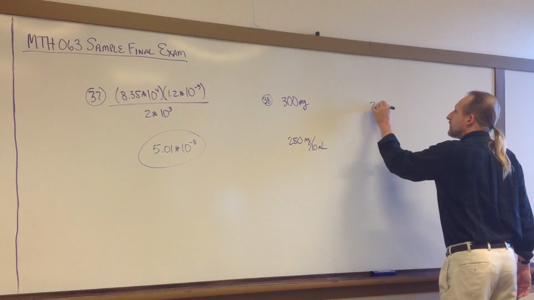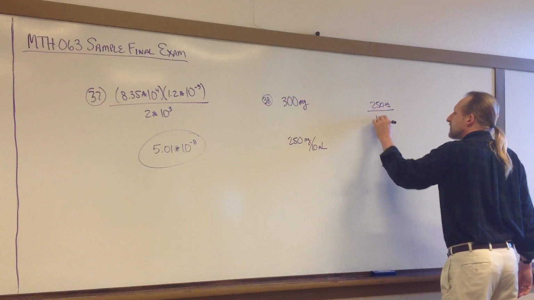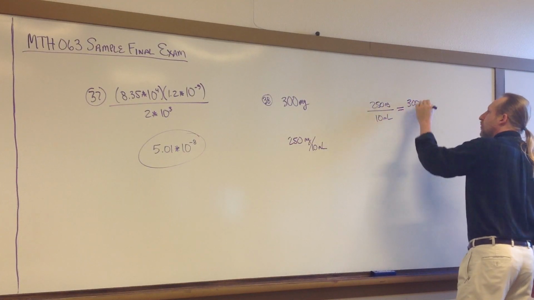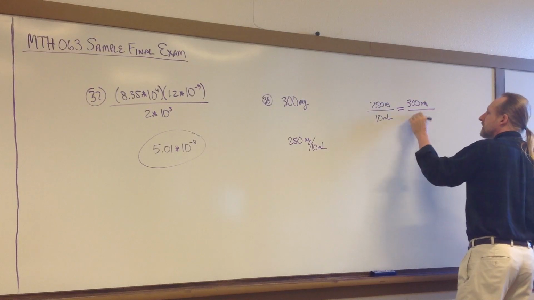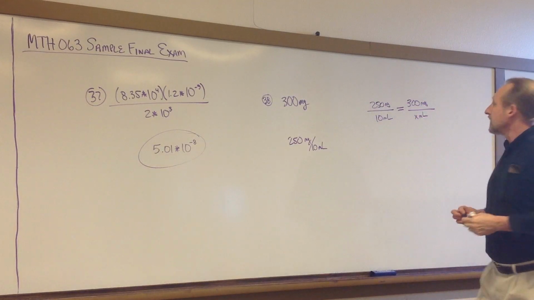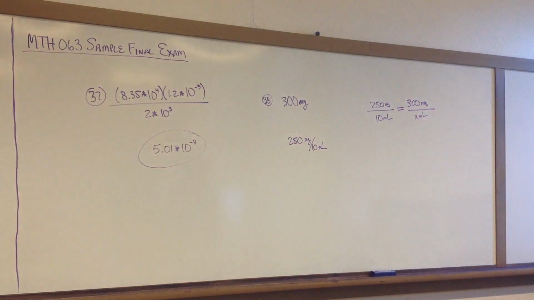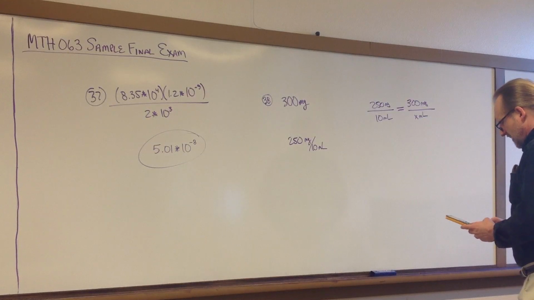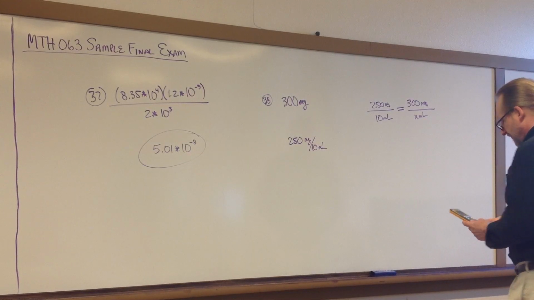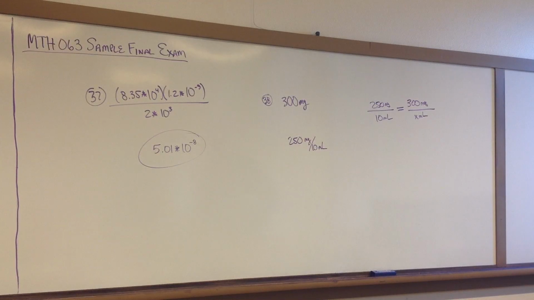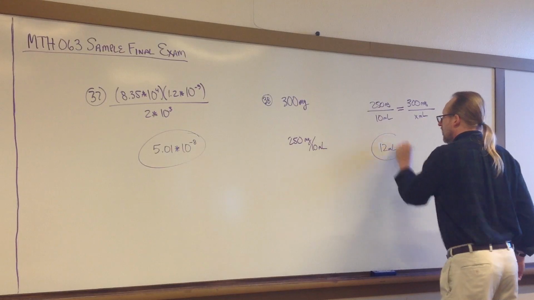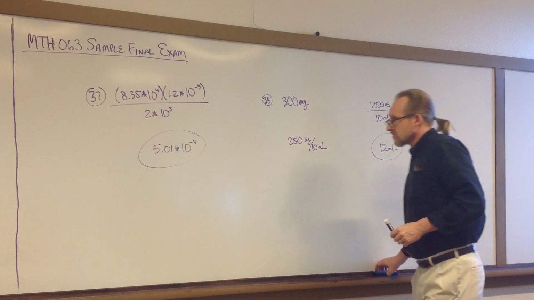If we know that there's 250 milligrams in every 10 milliliters, then to set up a proportion, we'll line up the milligrams on the top, line up the milliliters on the bottom, and then go ahead and calculate here. So let's see here, 300 times 10, and then we'll divide by 250, and that says we're going to need 12 milliliters. And there we go. Okay.